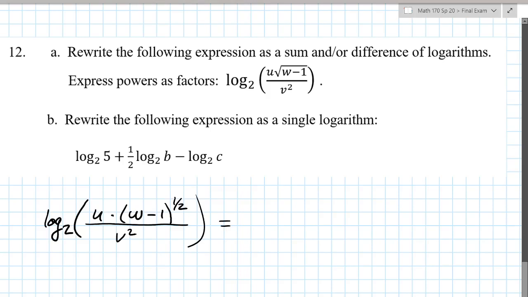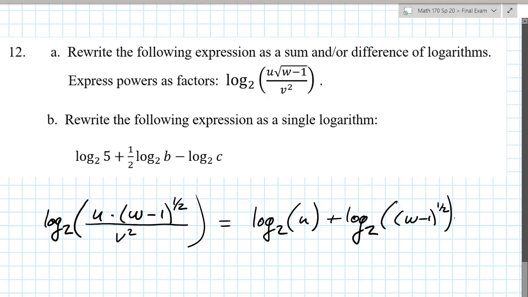So we know that a product of the arguments becomes a sum of the logs, and a division of the arguments becomes a difference of logs, or subtraction of logs. So my first step, I'm going to take log base 2 of u plus log base 2 of w minus 1 to the 1/2 power minus log base 2 of v squared.